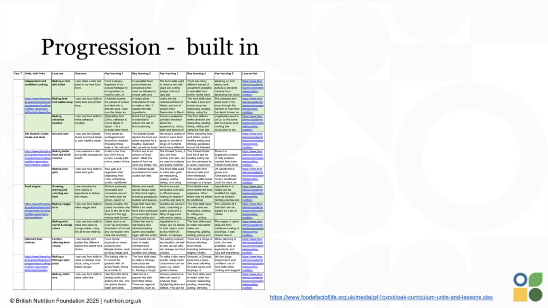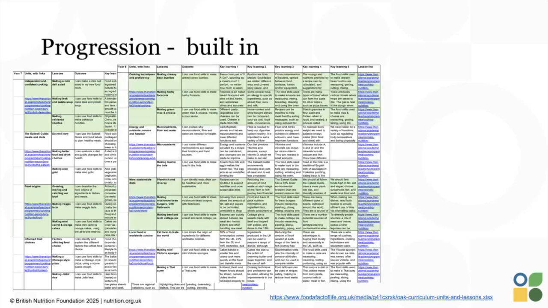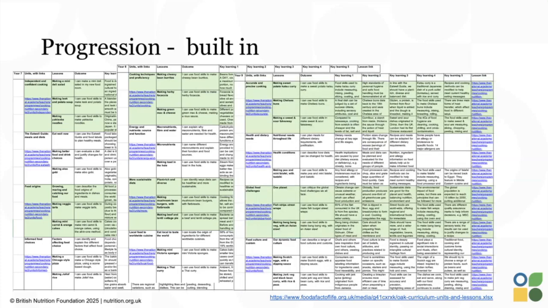And what you can do is you can map this across. So let's take the top one here, independent and confident cooking. So that's year 7 running across. You can then look at year 8. And there's year 8 at the top. There's cooking techniques and proficiency. So that runs across all of year 8. And you can look at how that progression works, how that maps between year 7, year 8, and then over into year 9 with accurate and precise cooking.